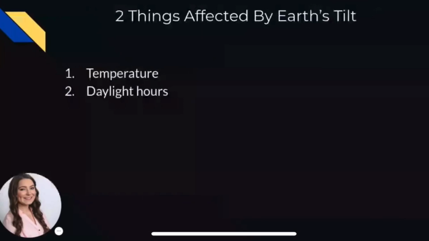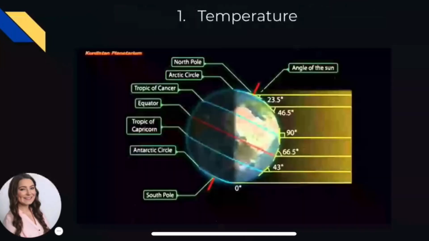There are two things affected by Earth's tilt: temperature and daylight hours. First, temperature. The angle at which the sun's rays strike each part of Earth's surface changes as the Earth moves in its orbit and depending on the latitude. When the northern hemisphere is pointed towards the sun, the northern latitudes get more direct sunlight. More direct sunlight means that heat energy is focused on a smaller area. Indirect sunlight means that the heat energy is spread out over a larger area.